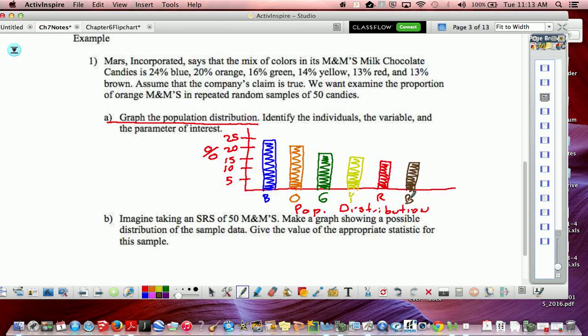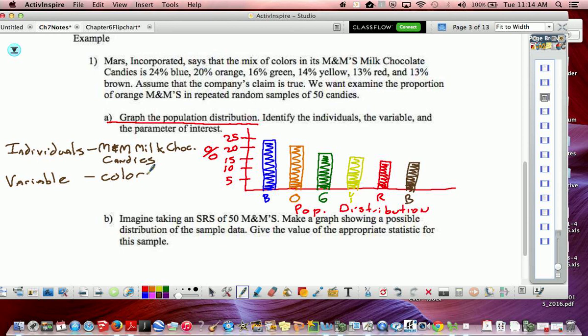So we're asked to identify the individuals. What makes up our individuals here? What are we selecting? Colors. Well, colors from what? From M&M's, from the M&M milk chocolate candies. So those are our individuals, the M&M milk chocolate candies. From the candies, our variable is the color. So we noted all the different colors.